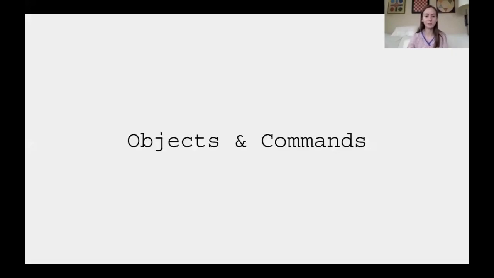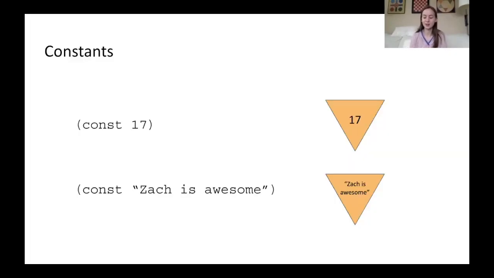So first, for objects and commands, we have a constant, or a const as we say in the biz, which is just an object with a constant value, so it cannot be changed by our code. Examples of constants would be something like numbers or strings like 17 or the string Zach is awesome. In order to specify that something is a constant object in RML, we just say const 17. In our picture, we represent this with an upside-down triangle.